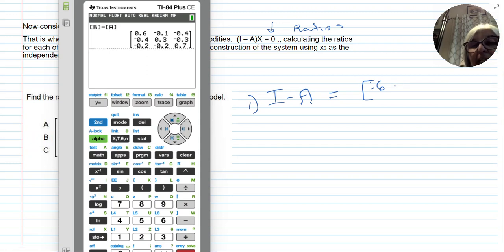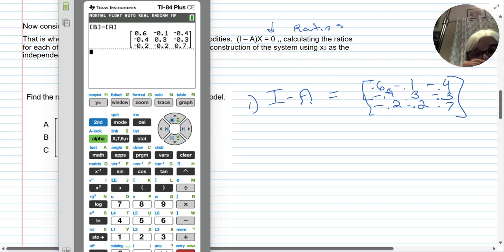0.6, negative 0.1, negative 0.4. Does everybody see what I did? Okay. Negative 0.4. Oops. Sorry about that. 0.3, negative 0.3. And then the last line is negative 0.2, negative 0.2, and 7/10. All of these are decimal values. They're ratios. Now, don't worry about the rest in the moment.